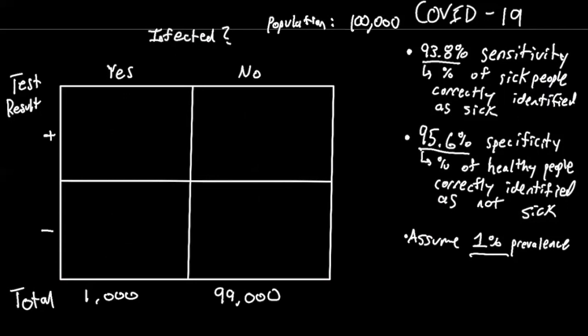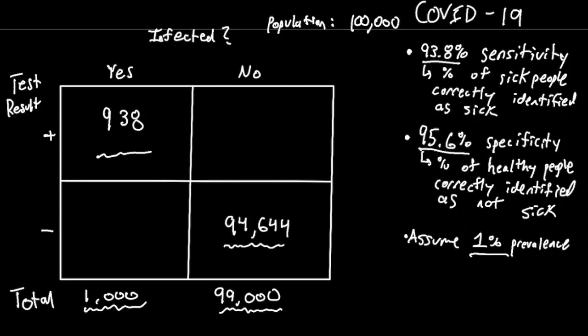So I'm just putting down the totals of these two rows down here, total and total. 1,000, 99,000. If we have a 93.8% sensitivity, so the number of sick people over here who are correctly identified as sick, right here, 93.8% of that 1,000 people means that we're going to have 938 people who are sick and are correctly identified as sick. For specificity, we're looking at the not sick people, the healthy people, that 99,000. And we're looking at the test correctly identifying that these people are not sick. And that percentage, 95.6%, tells us that 95.6% of 99,000 is 94,644. So that's the number of people who are healthy and who the test points out are healthy, correctly identifies.